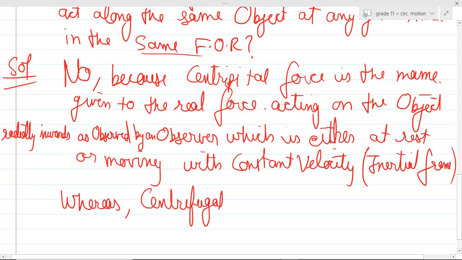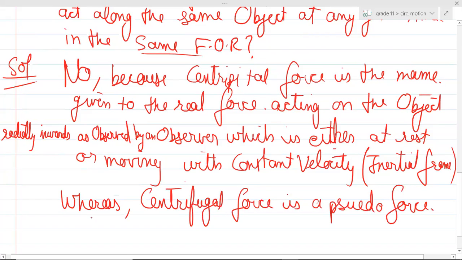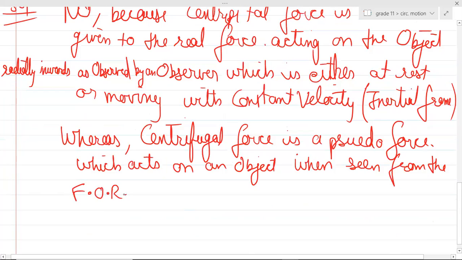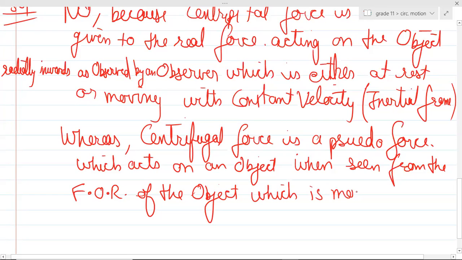Whereas centrifugal force is a pseudo force which acts on an object when seen from the frame of reference of the object moving in the circular path. Then the observer, the object itself which is revolving around the circular path, observes it, or basically another observer which is moving along the same path. So they are one and the same thing, right? So the frame of reference is the object which is moving in the circular path. That is basically a non-inertial frame.